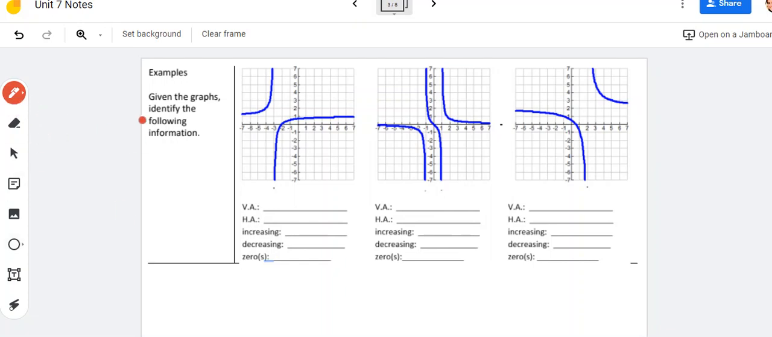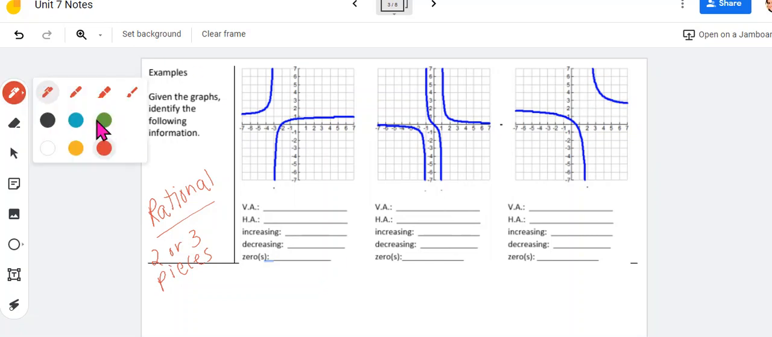So we've been analyzing parts of graphs for a while this year, but now we're doing rational functions. And since we have rational functions, these graphs look a little different than we're used to. They're usually going to be in like 2 or 3, sometimes more pieces. So it kind of looks like there's 2 separate graphs, but this is all one function. This middle graph is all one function. This graph on the right is all one function, even though it looks like it's split up.